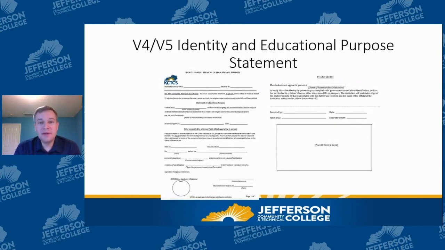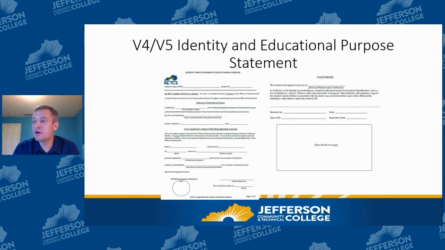The V4 and V5 identity and educational purpose statement is a separate form of verification. You would need to complete this in person on campus in front of a JCTC staff member, or you would need to complete it in front of a notary public. This document must be signed and dated in front of either of these people to be valid. You can find a notary public at most banks or UPS stores.